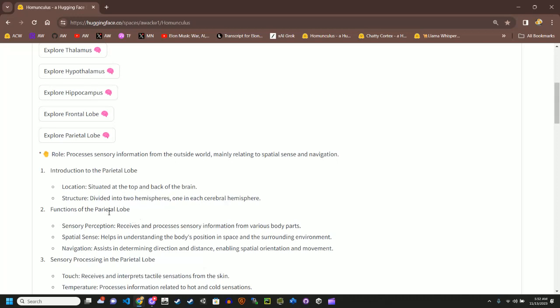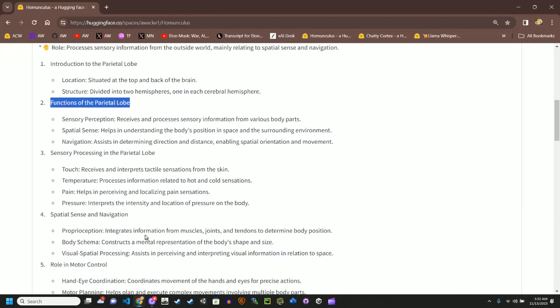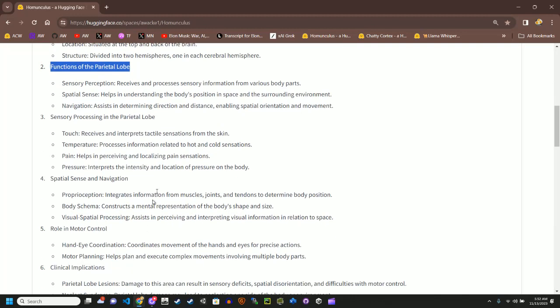2. Functions of the parietal lobe. Sensory perception: receives and processes sensory information from various body parts. Spatial sense: helps in understanding the body's position in space and the surrounding environment. Navigation: assists in determining direction and distance, enabling spatial orientation and movement.